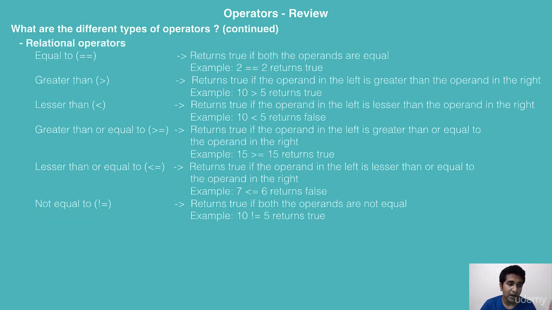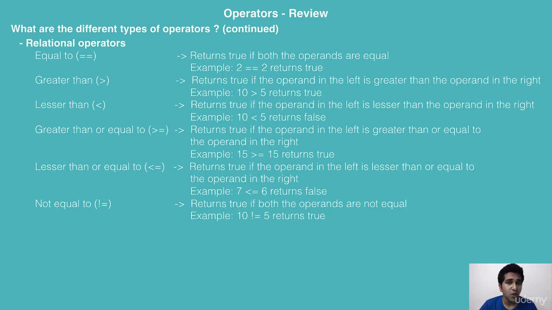Next, what we saw were relational operators. Now, relational operators return Boolean value as the output. Now, Boolean values can either be true or they can be false. So we have equal to as a relational operator, which is identified by a double equal to in order to differentiate it from an assignment operator. So what we are doing in this example is we check if 2 is equal to 2, which is true.